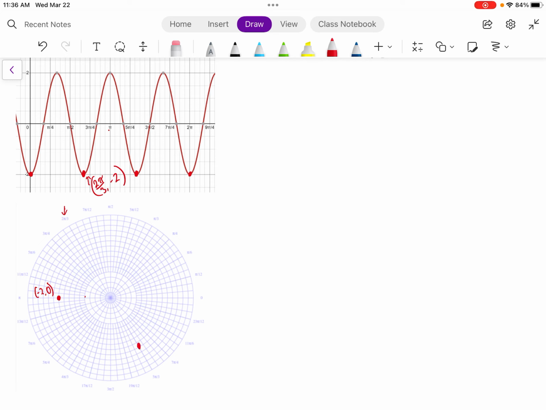Here's negative 2 in the r direction. Remember, the point that made this, the r was negative 2 and the theta was 2 pi over 3. Okay, let's keep that in mind.